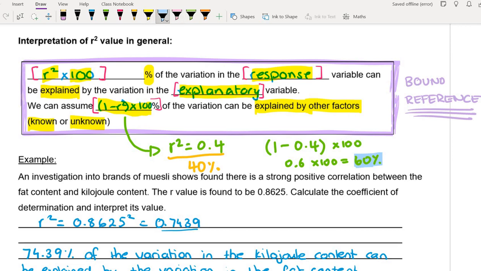So in this example, only 40% can be explained by the EV, and the rest you can find using this little formula, or you can just find using common sense. If your R squared is 40%, the rest is going to be 60%. That's going to be explained by other factors.